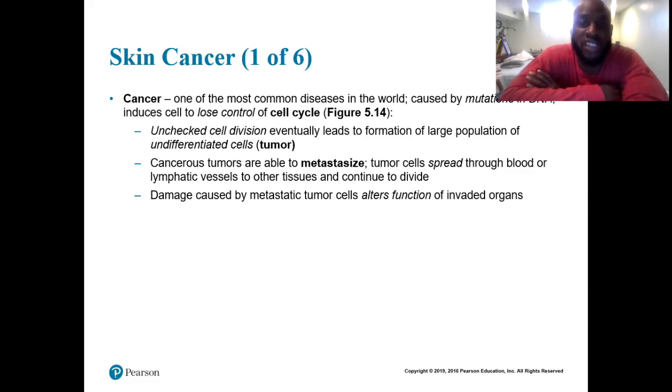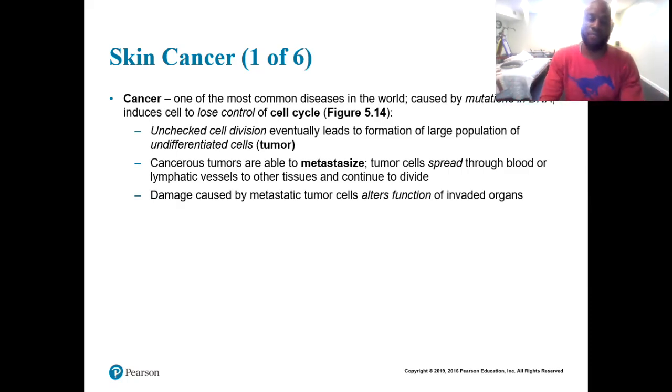So you can have mutations in your DNA that induce the cell to lose control of the cell cycle. Unchecked cell division leads to the formation of a large population of undifferentiated cells, which is a tumor. So the cells are just dividing, but they're not actually becoming skin cells. They're undifferentiated cells, just a mass of cells that continues to grow. That's what we call a tumor.